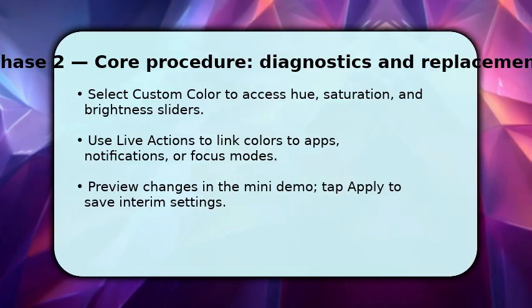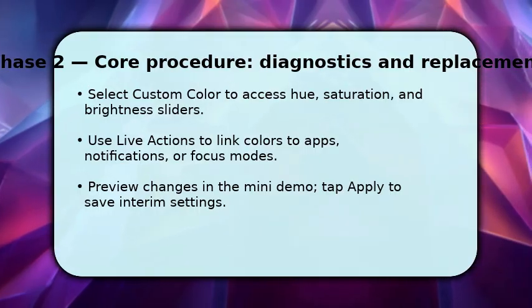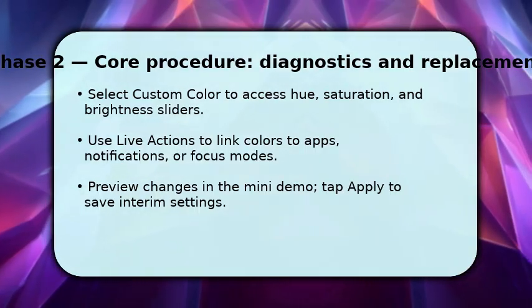Make sure to preview the mini demo because it simulates real notifications. If it looks off, tweak saturation or brightness. Then tap Apply to commit interims.